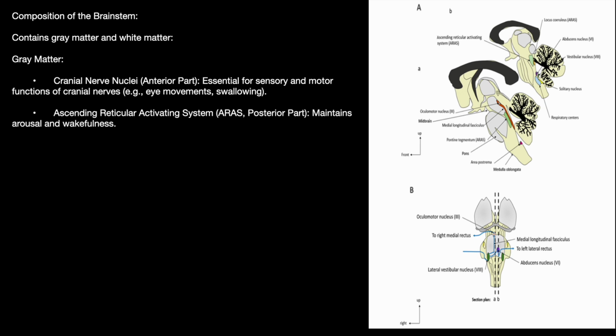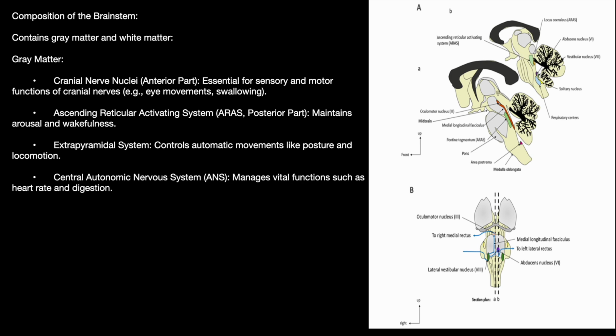You have the ascending reticular activating system, the ARAS, which is in the posterior segment, which maintains the arousal and wakefulness. Extrapyramidal system, which controls the automatic movements like posture and locomotion. So you also have the central autonomic nervous system which manages vital functions such as heart rate and digestion.